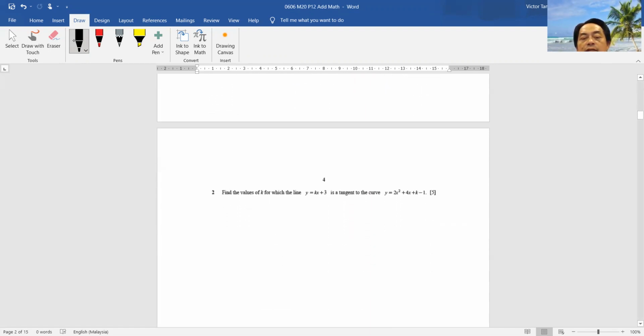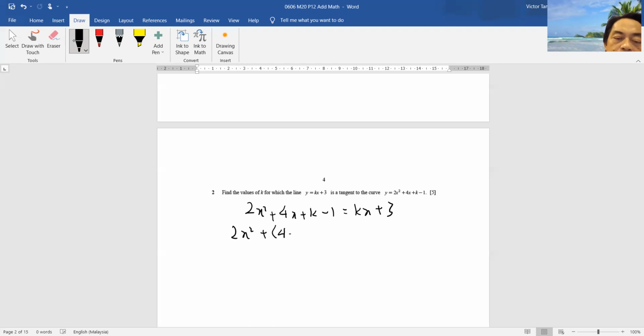Find the values of k for which the line y equals kx plus 3 is a tangent to the curve y equals 2x squared plus 4x plus k minus 1. This is a problem of intersection of lines. So you need to equate the two functions. 2x squared plus 4x plus k minus 1 equals kx plus 3. Moving over and simplifying, you get 2x squared plus (4 minus k)x plus k minus 4 equals 0.